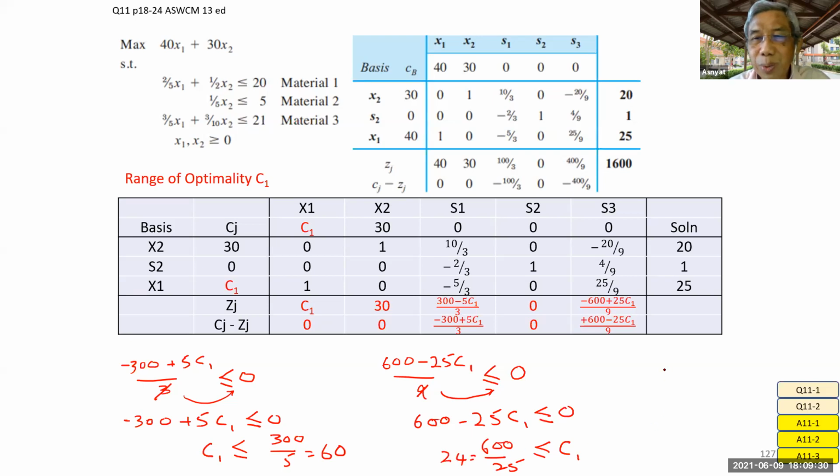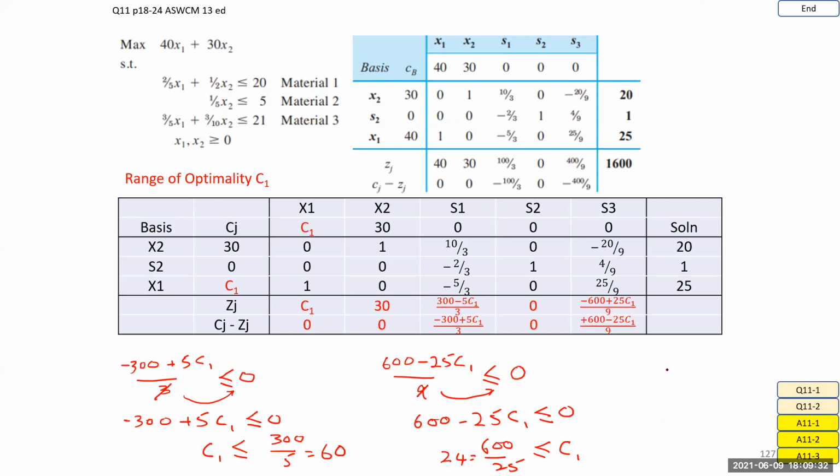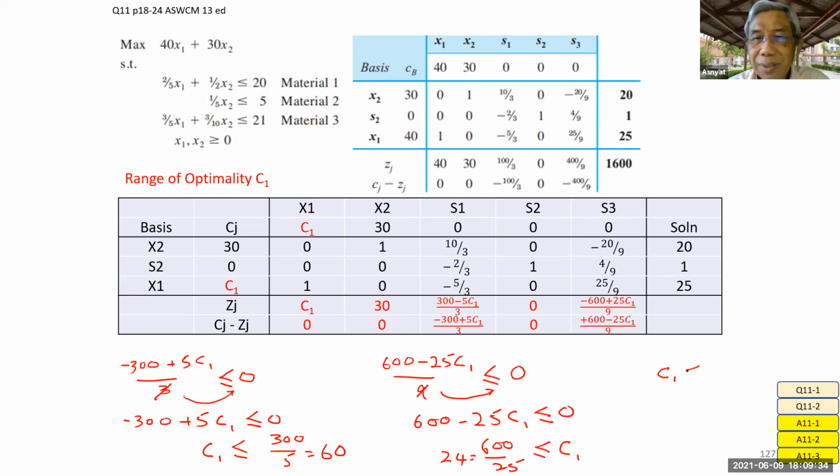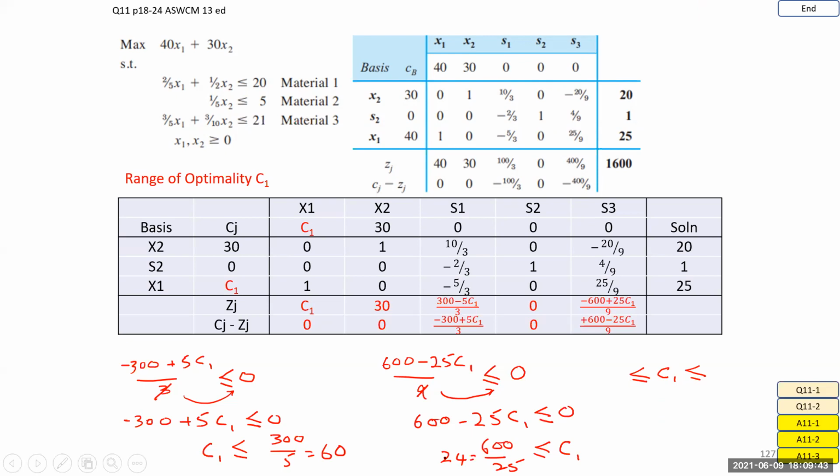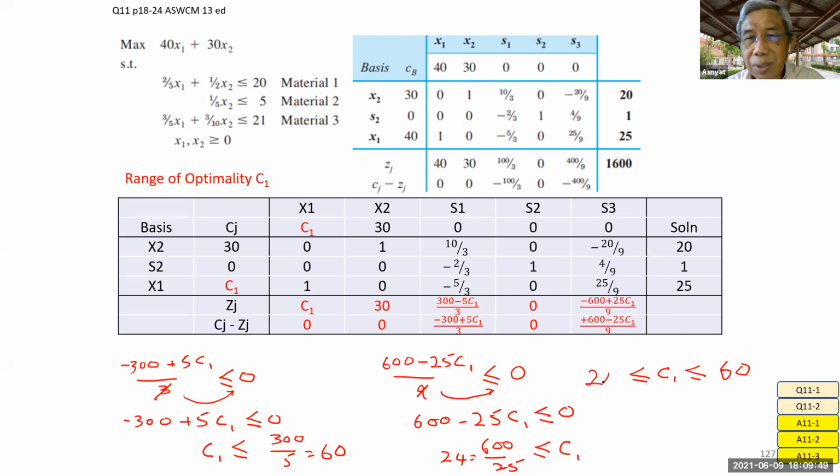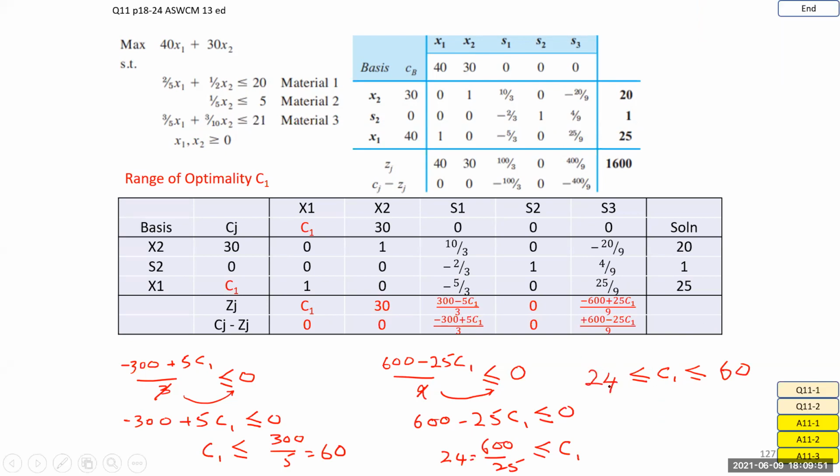Now let's put C1 together. C1 is more than or equal to 24 and less than or equal to 60. What's the upper bound? What's the lower bound? The upper bound is 60 and the lower bound is 24. Okay. Let's look at the questions.